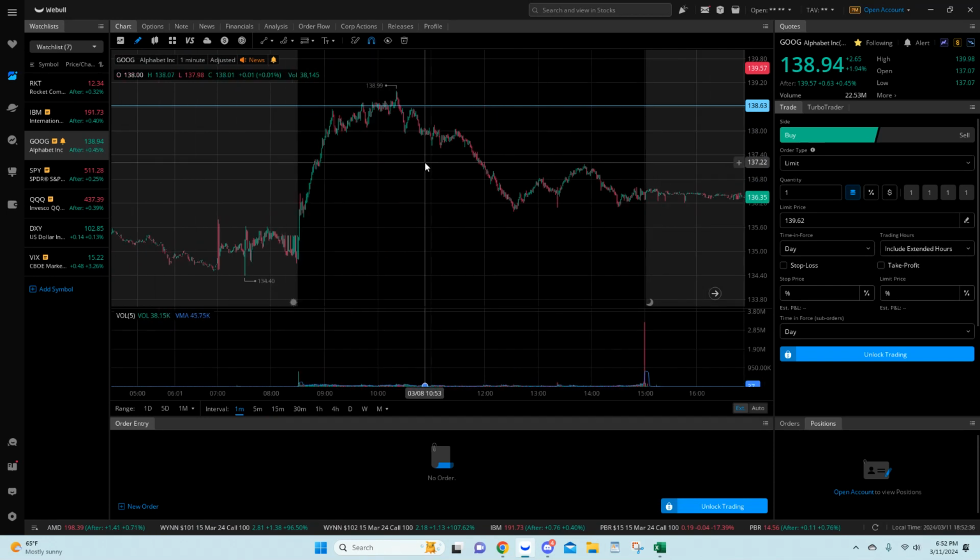I'm looking for little intraday quick scalps. And obviously, 36% is a really good trade. I aim for 20%. I like that 2-to-1 risk reward ratio. But that's a trade recap for Google for 3/11/2024.